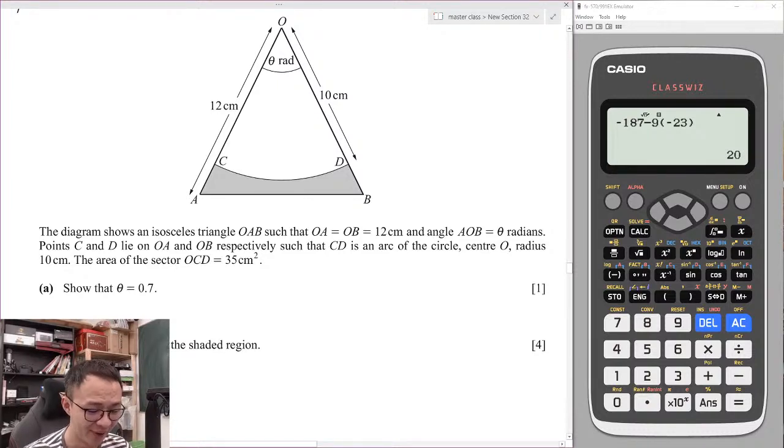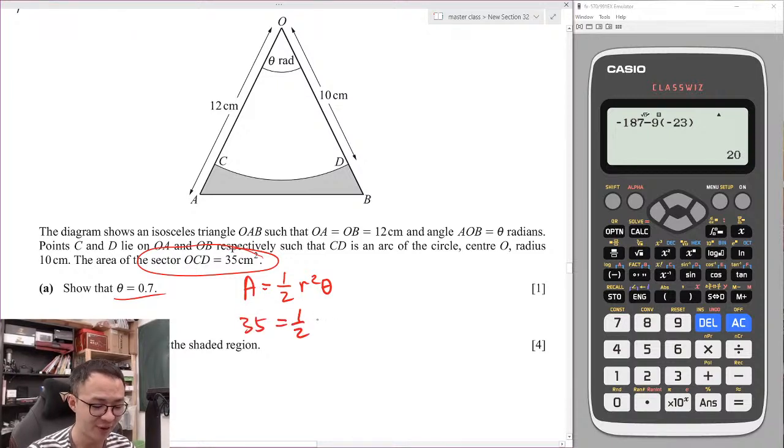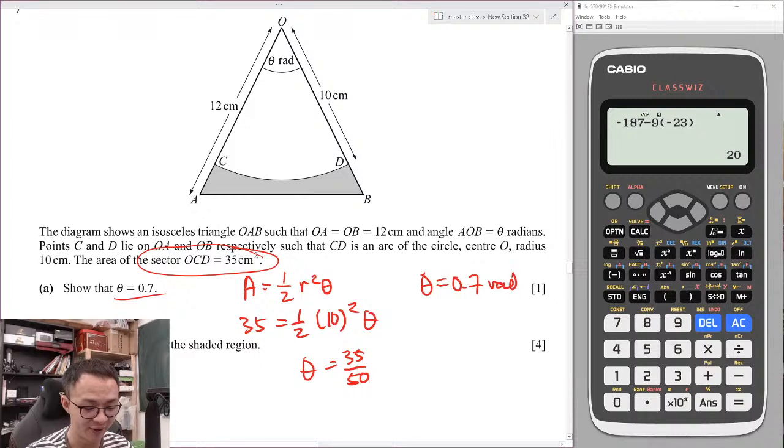Okay, you have a diagram, and the question tells you the area of the sector is 35. It asks me to show theta equals 0.7. So I use the area of sector formula, half R squared theta. This area is 35. So half, my R for the sector is 10 from the diagram, times theta, so this is 50. So theta equals 35 over 50, so theta equals 0.7 radian. They asked me to show, so I say shown. Just sub into the formula.